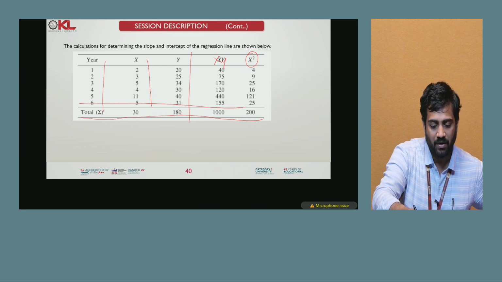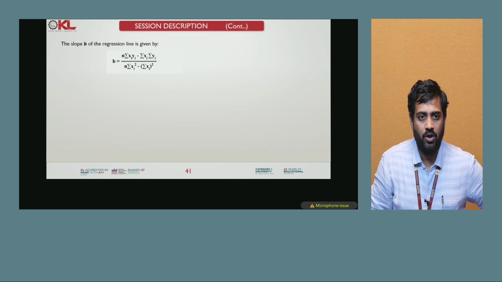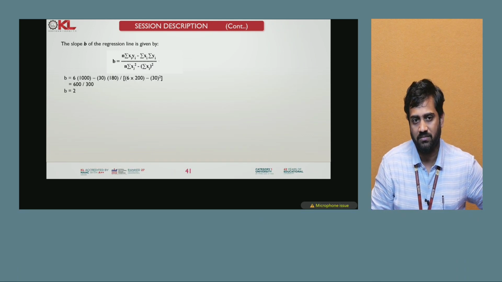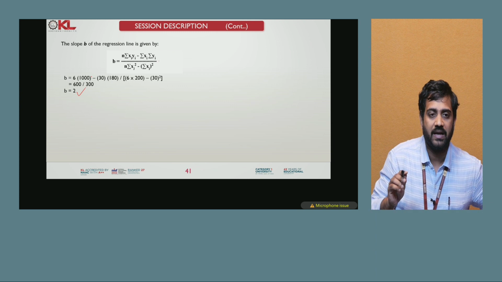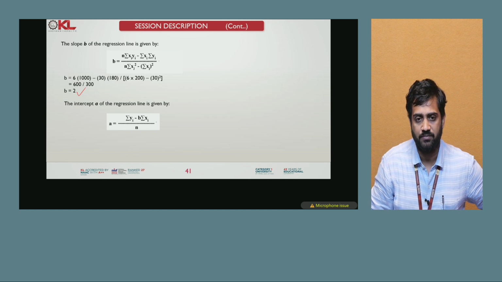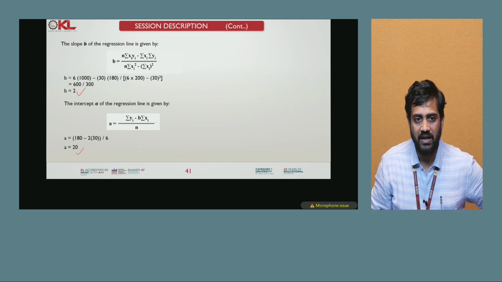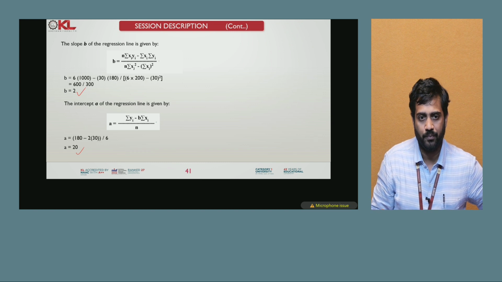These are the values: sigma y, sigma xy, sigma x square. Now for the slope b, you already have one relation. Whatever values you know, just substitute there, and the b value obtained is 2. Now find small a. You know all these values, sigma y, sigma x and all. Substitute here. N is 6, for 6 years only we are doing this. The a value is 20. Now we got small a as 20 and small b as 2.